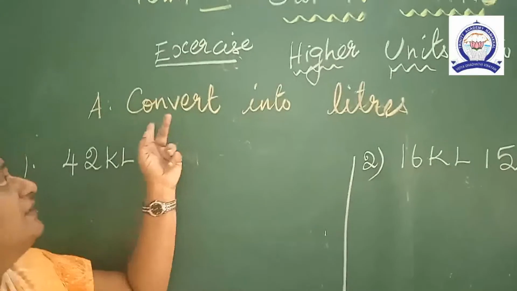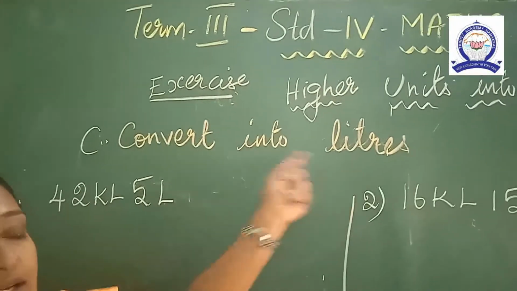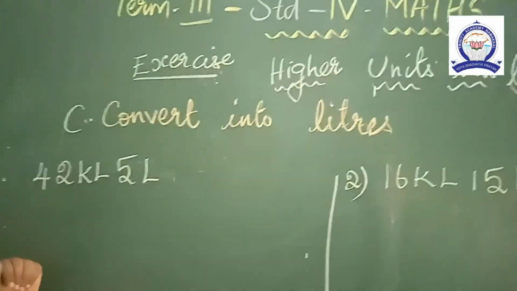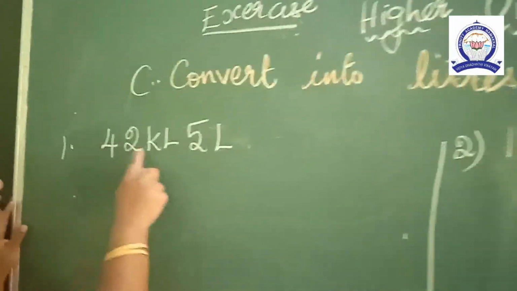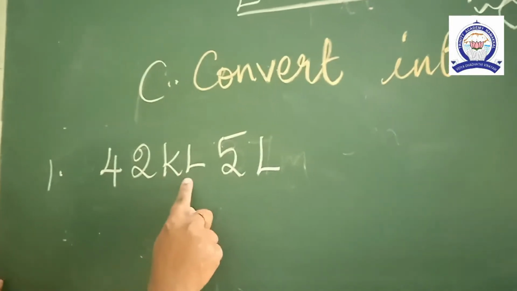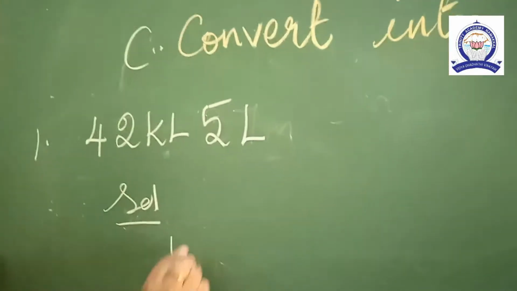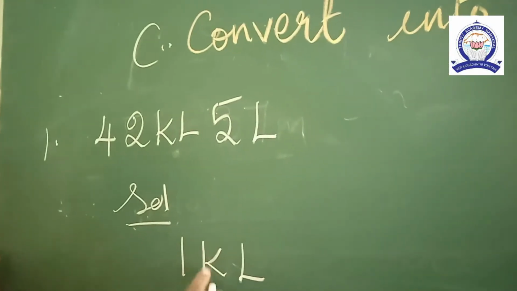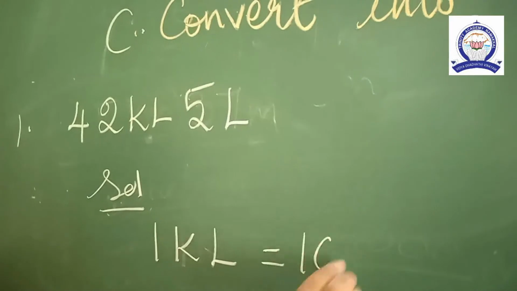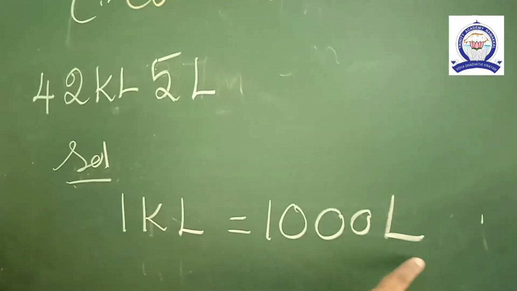Next we see some convert into liters. Convert into liters. Listen here. You have to convert 42 kiloliter into liter. So for the given question is 42 kiloliter 5 liter. So solution. So you all know 1 kiloliter is equal to 1000 liter.